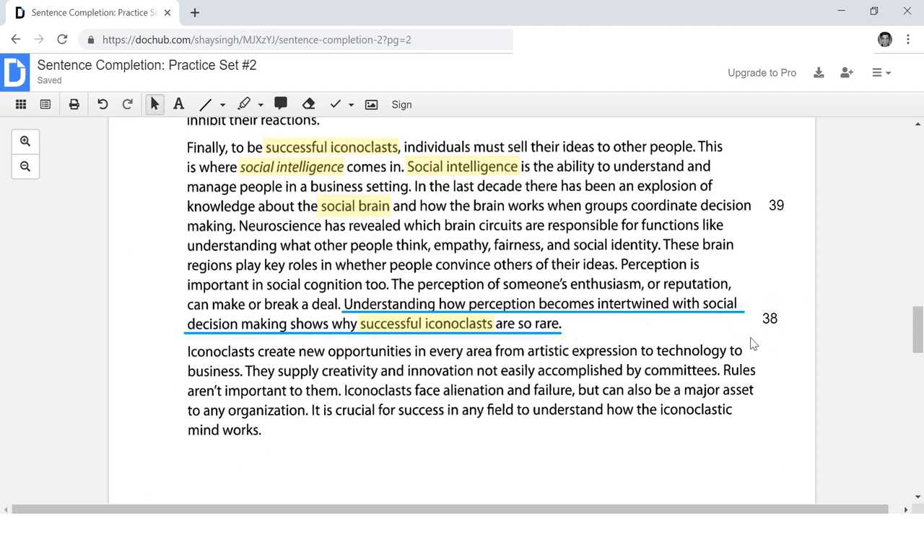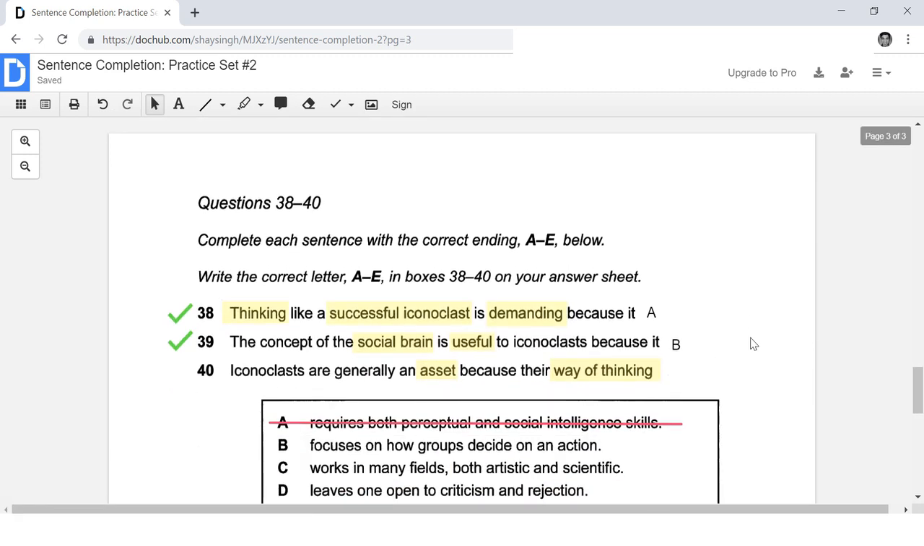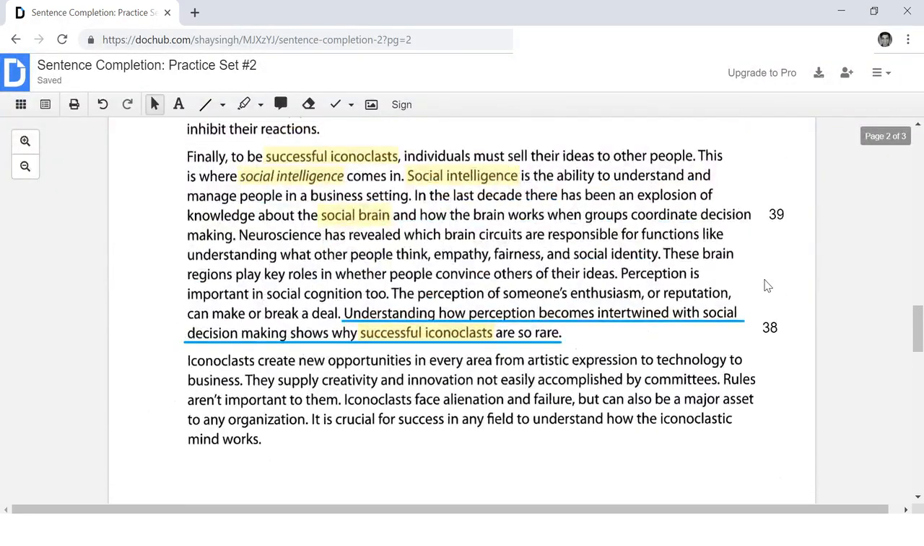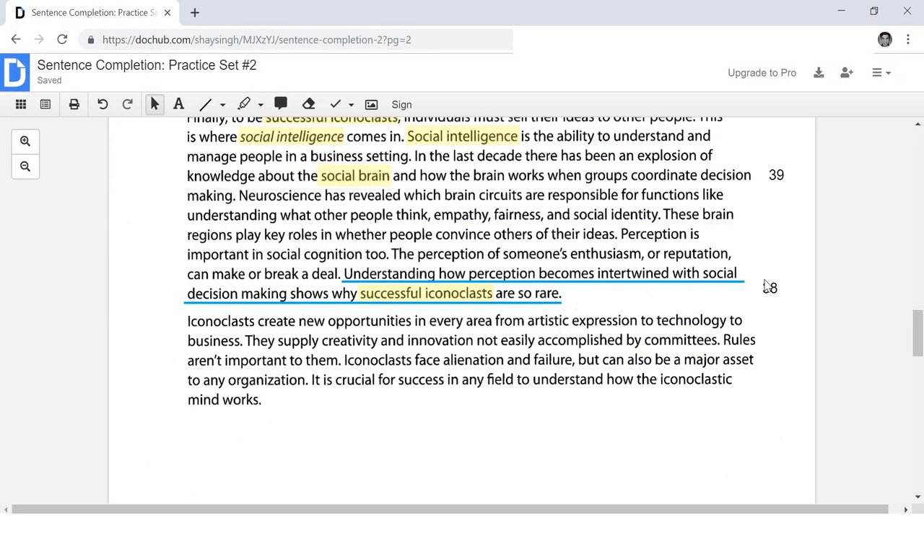So I'm not sure where I'm going to find my answer to question number 40. That's our last question. But I'm going to assume that since this goes in order, I'm probably going to find it down here because number 40 comes after 39. So it has to be after 39, which is below this point, or after 38, which is also below this point. So I'm probably going to find my answer to number 40 somewhere in this area.